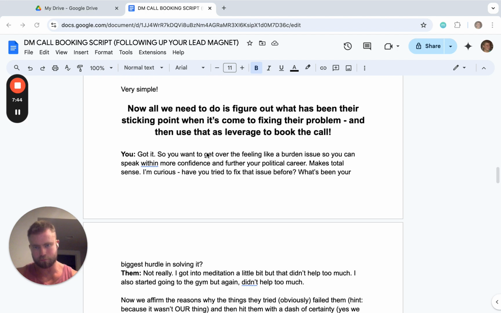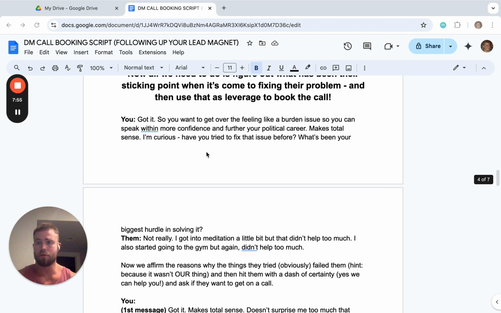Now, at this point, all you need to figure out is what's been their sticking point when it's come to fixing this problem. And once you know the sticking point, you can use that as leverage to get them to book a call. So now we'll continue in the conversation. You would say, okay, got it. So you want to get over the feeling like you're a burden so that you can speak with more confidence and further your political career. That makes total sense. I'm curious, have you done other things to try to fix this issue before? What's been the biggest problem in you solving that? Why haven't you been able to solve it yet?